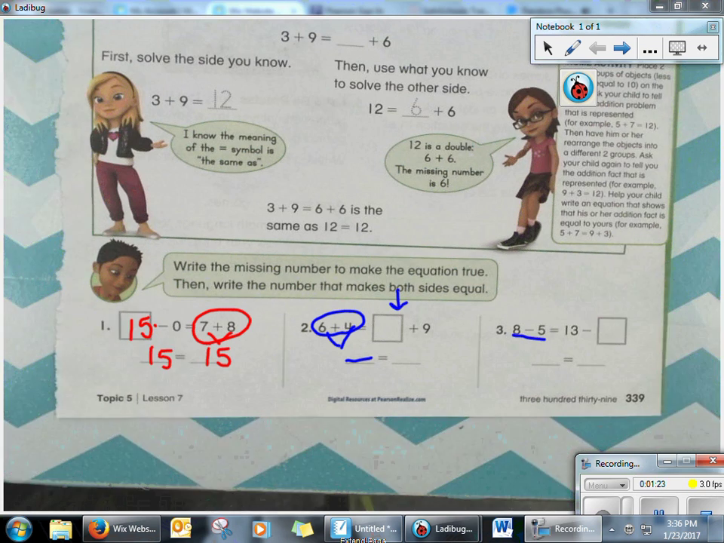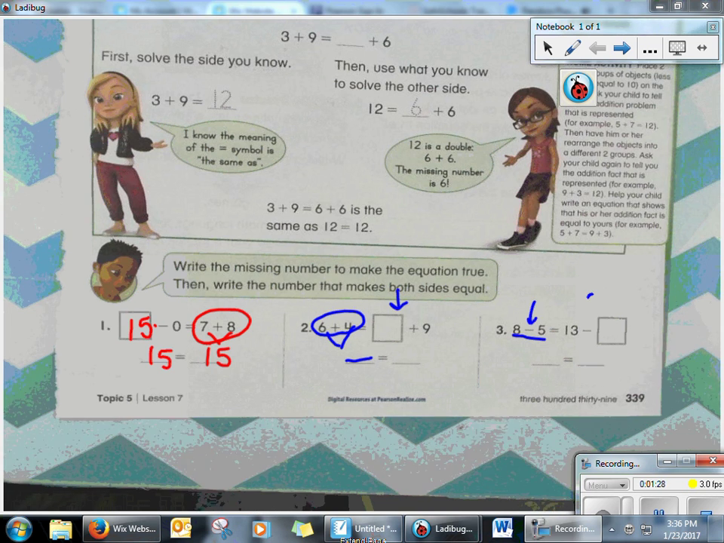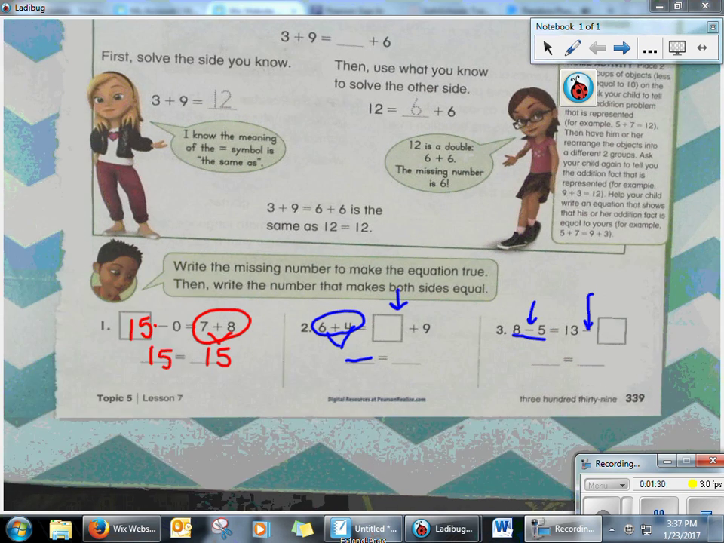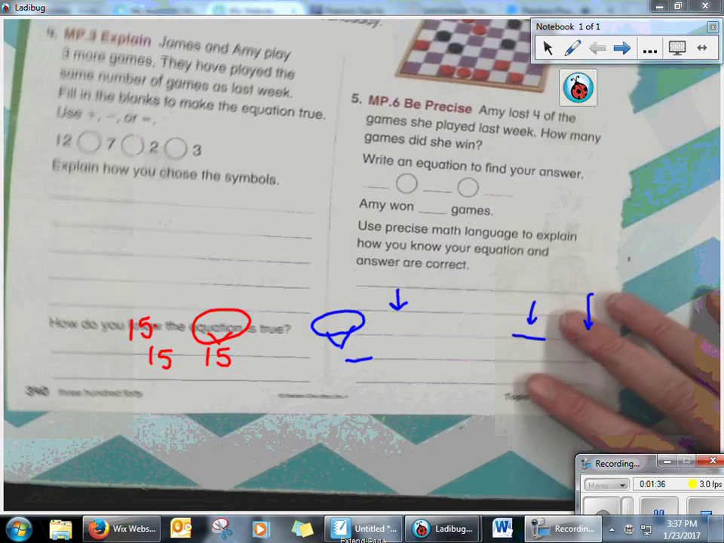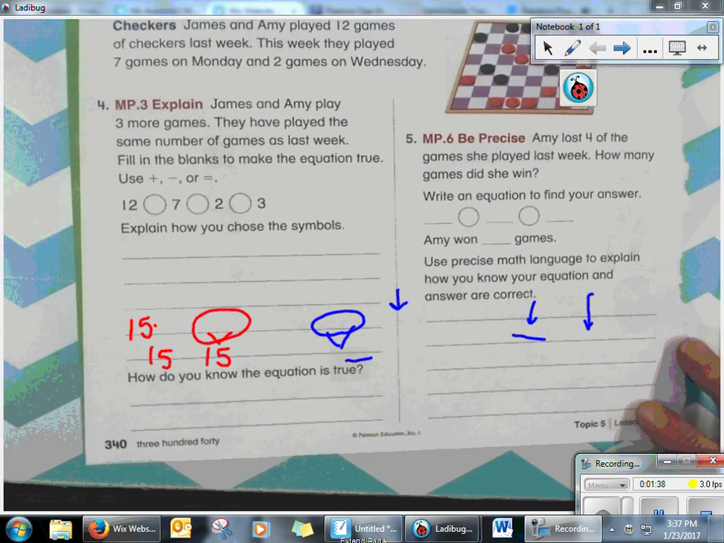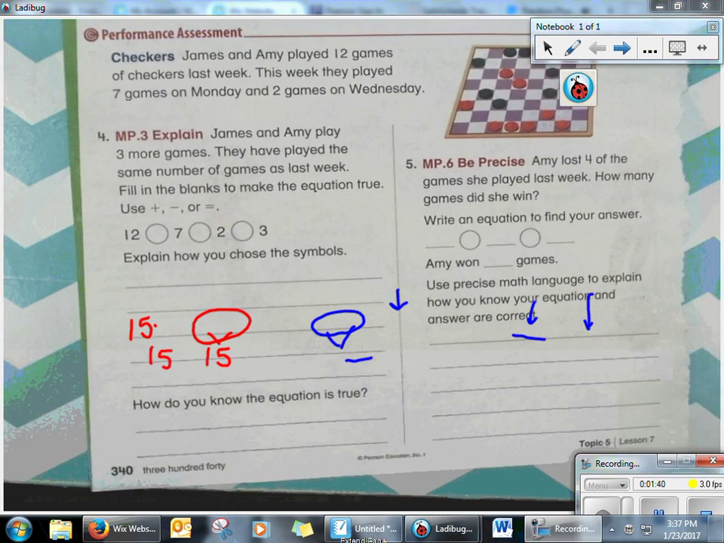Solve 8 plus 5. I'm sorry, 8 minus 5. We've got some minus signs there. There's also a subtraction sign there. And they need to figure out what number's missing to make both sides equal. If we flip it over, this side was just a little bit more complicated, not because of the math so much, but because of where to find the information.